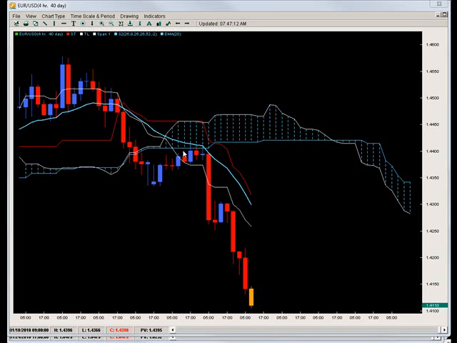And this one did. Went right up to it, rejected off of it 3 times, and then sold off from 144, and here it is at 141.10, 300 pips later. So we could have used this as a rejection play.